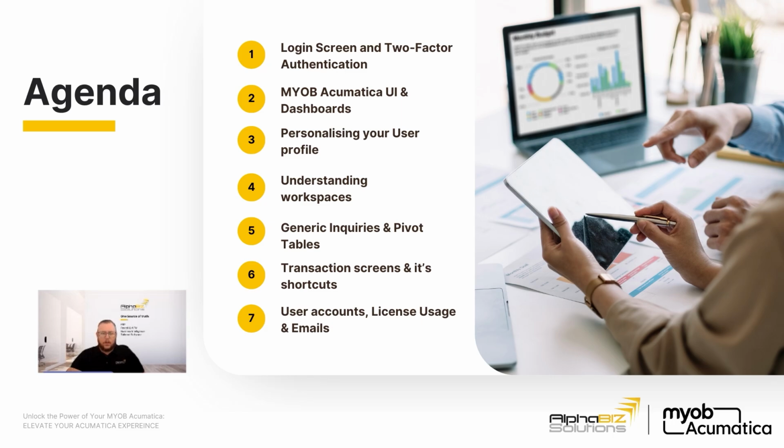So let's show you how to get the most out of the system and not have to export out to Excel if possible. But sometimes it might be easier to do it in Excel for some reason. You might need a point in time snapshot. But pivot tables definitely can help eliminate you having to do those export functions. Then transaction screens and shortcuts and stuff like that. And then just also about the user accounts, license usage, and emails is the final thing. So I'm going to stop sharing my screen and hand over to Angela to kick us off with the demos.